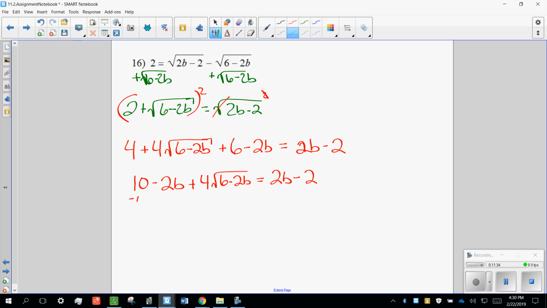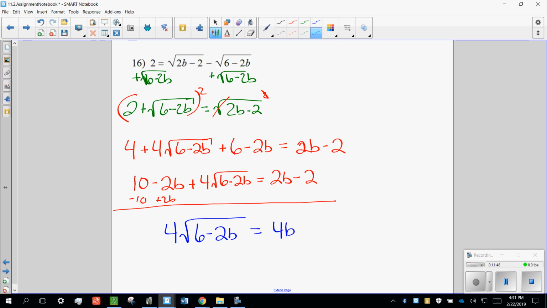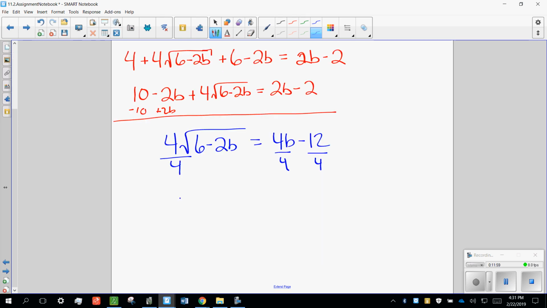Subtract 10 from both sides, add 2b to both sides, and you get 4 square root of 6 minus 2b equals 2b plus 2b, that's 4b. And then negative 2 minus 10 is negative 12. We divide by 4 on both sides, which means we got to divide everything by 4. The square root of 6 minus 2b is equal to, well, 4 divided by 4 is 1, and 12 divided by 4 is 3. Now we're ready to square both sides again.